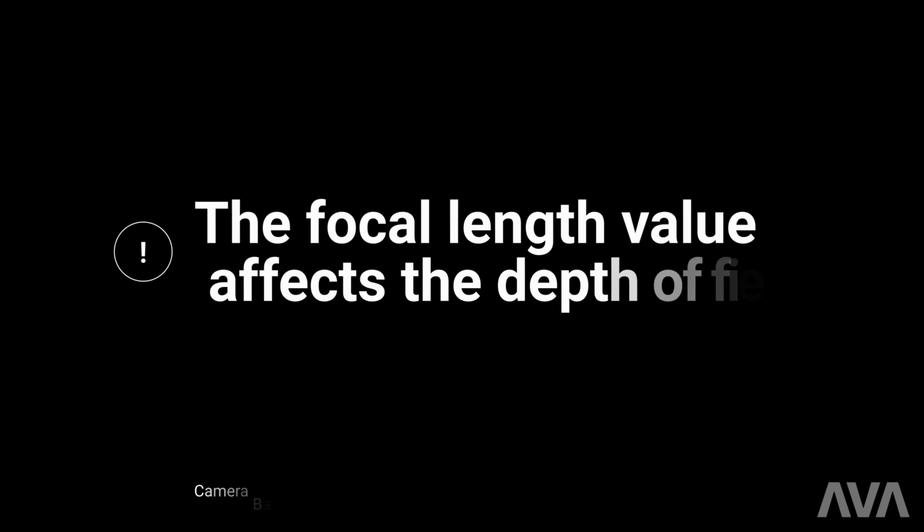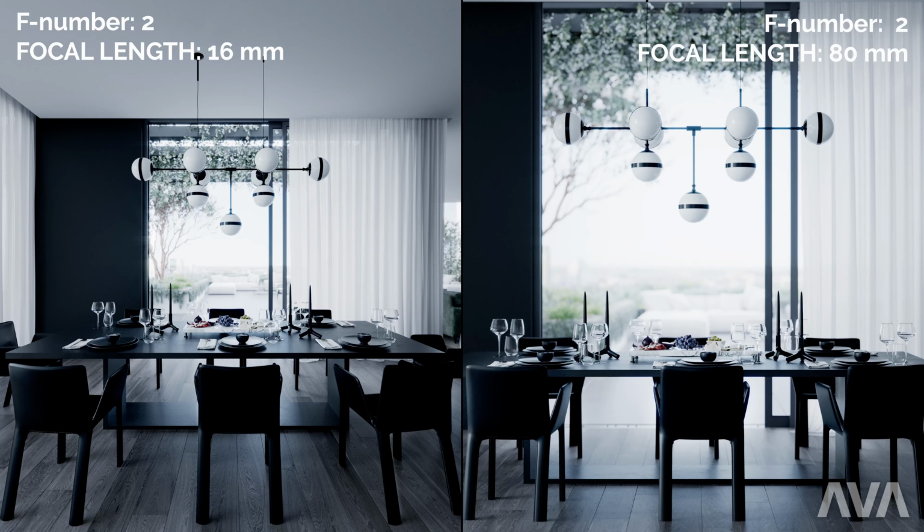Additionally, there is one more important thing you should know. The focal length value affects the depth of field. We have the same f-number value. On the left-hand side, you can see the image with wide focal length. On the right-hand side, with the narrower. So I'm sure you notice that the narrower focal length, the deeper depth of field you achieve.